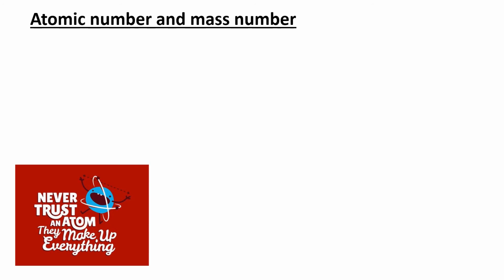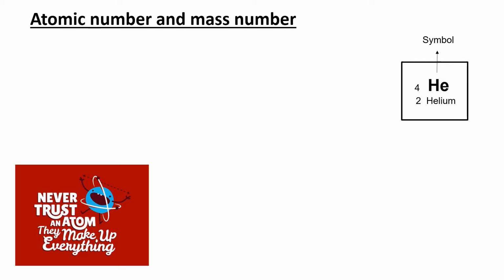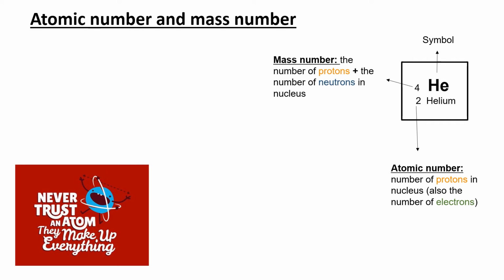The atomic number and mass number. We are going to look at helium as an example. The atomic number represents the number of protons in the nucleus, and it also represents the number of electrons in the shells. Mass number is a sum of the number of protons and neutrons in the nucleus.